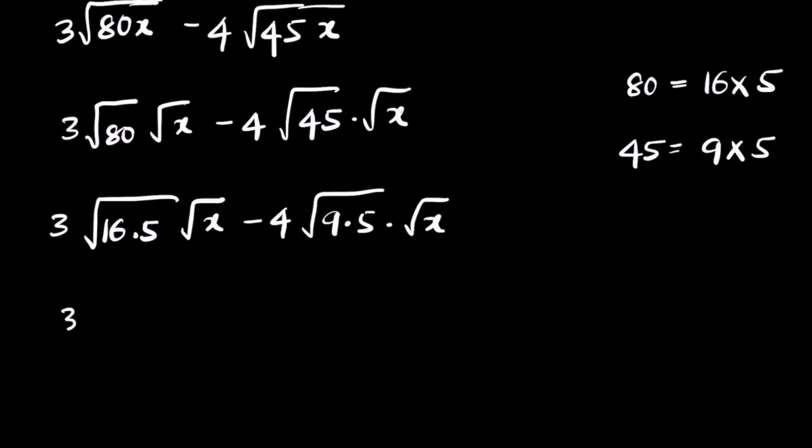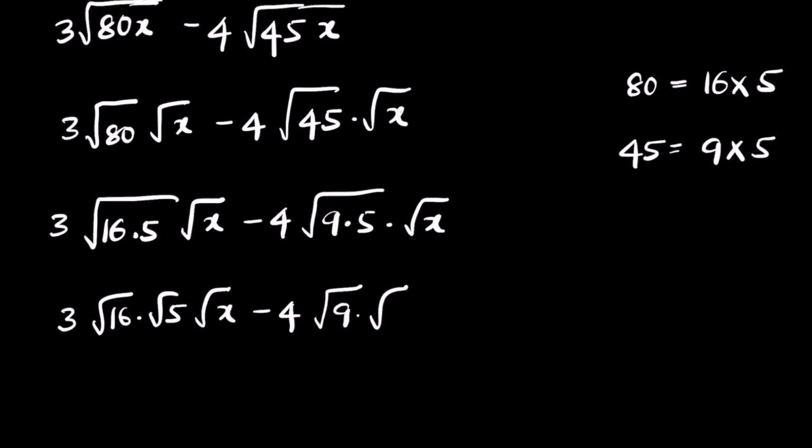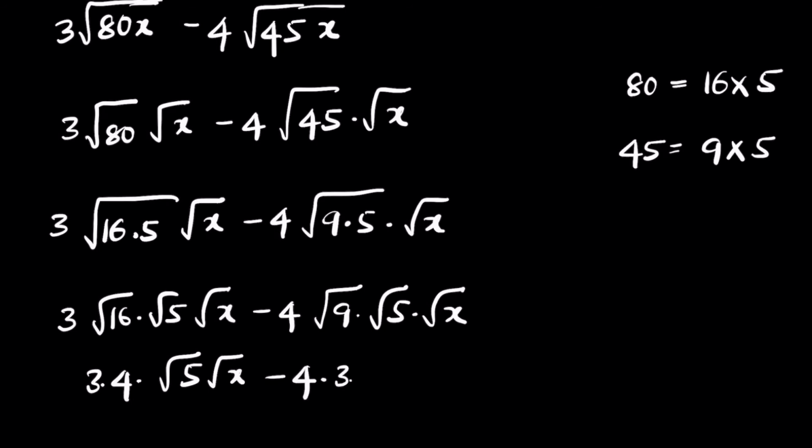Now, so 3 into, again use the root AB formula, you get root 16 into root 5 into root x minus 4 into root 9 into root 5 into root x. Now, we know that root 16 becomes 4, so it becomes 3 times 4 into root 5 into root x minus 4 times root 9 is 3, so becomes root 5 into root x.